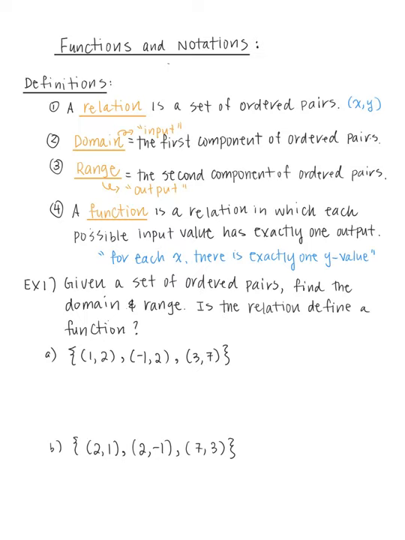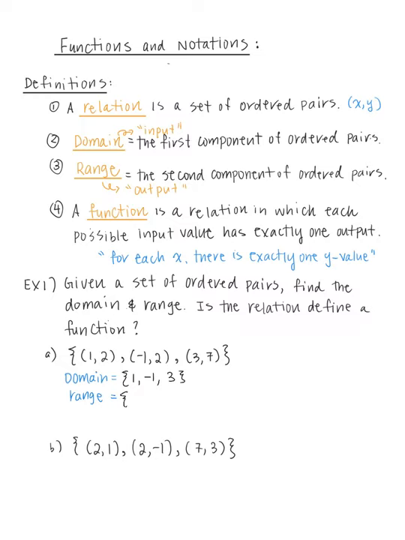Okay, so let me just write it as domain. So in this case, remember the domain is the first component of an ordered pair. So in this case, our domain values are 1, negative 1, and then 3. All right, now let's go with the range. Okay, now the range is the second component of an ordered pair.